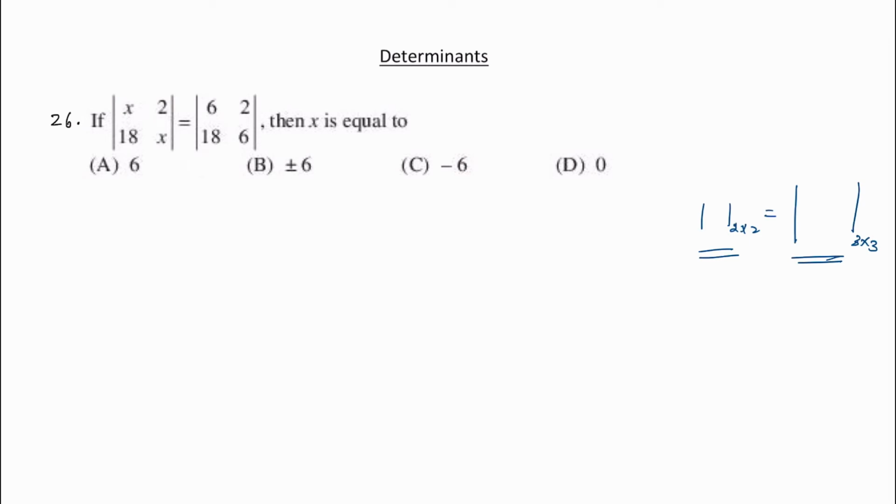Okay, let us calculate the determinant value of the first one. X square minus 18 times 2 is 36. And determinant value of the second one is 36 minus 36, which is 0. We get x square equal to 36. Therefore, x is plus or minus 6. B is the correct option.